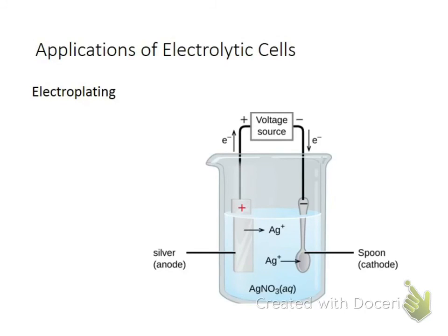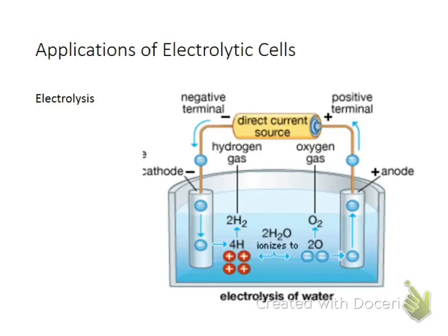There's an example of electroplating, which is what we're going to be doing tomorrow. Okay? Only we're not going to be doing it with a spoon. We're going to do it with a penny. Okay? So we'll be using zinc as our anode, and copper will end up being our cathode. So what we're doing tomorrow won't happen unless you have the battery. You have to have the battery forcing the reaction to happen.